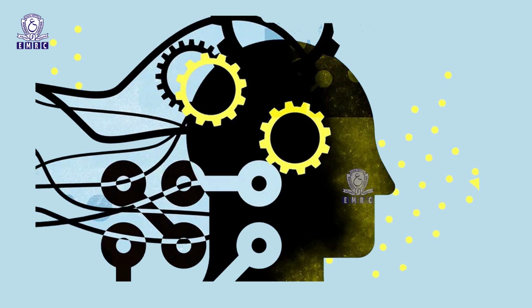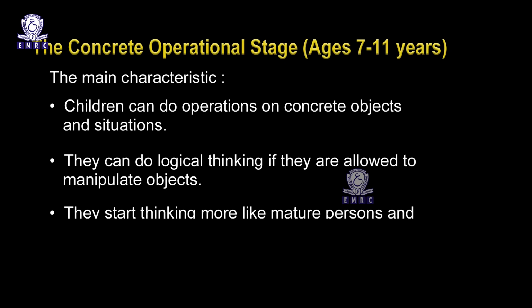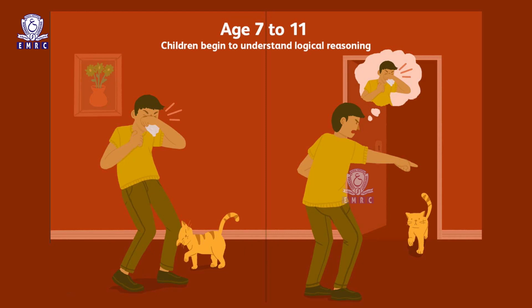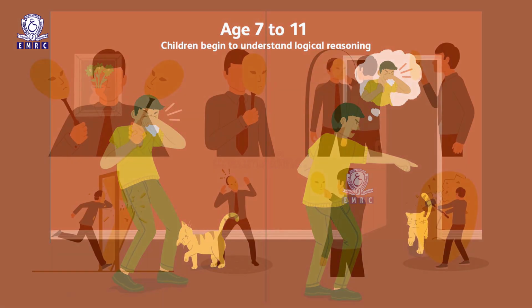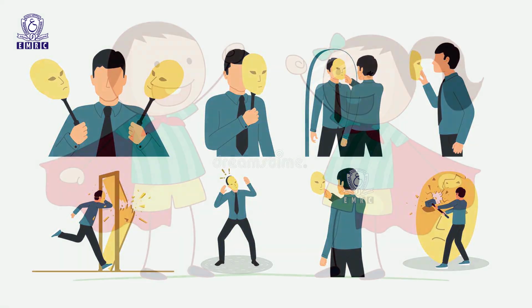By comparison, however, it is seen that thoughts can be manipulated and the presence of the object is not necessary for the thought to take place in the formal operational stage. They start thinking more like mature people and rarely believe in animism and egocentrism. However, there may be a few exceptions where some children continue to hold onto these fixations, as do some people who carry them well into their adulthood also.